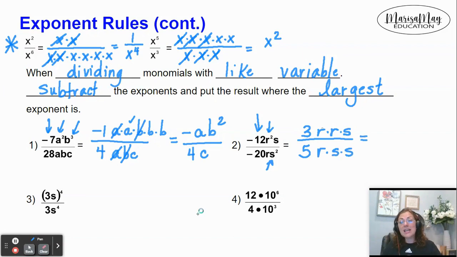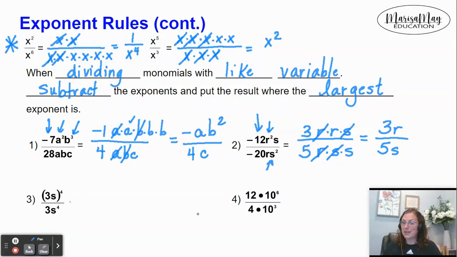Okay, so it looks like I have one r that will cancel top and bottom and one s that will cancel top and bottom. So what I have on top, 3r, and on bottom, 5s. That's it. Simplified. All right, friends, let's look at number 3 then.